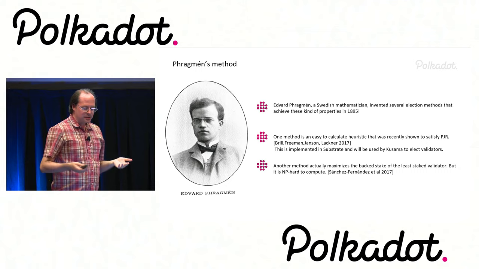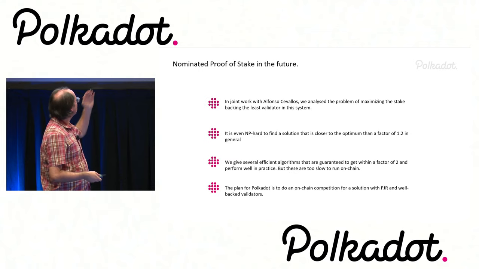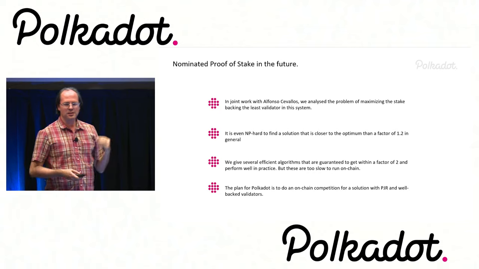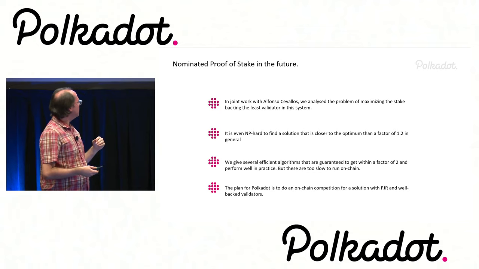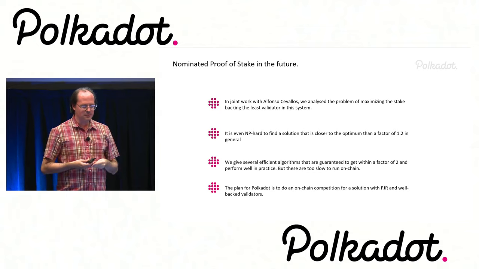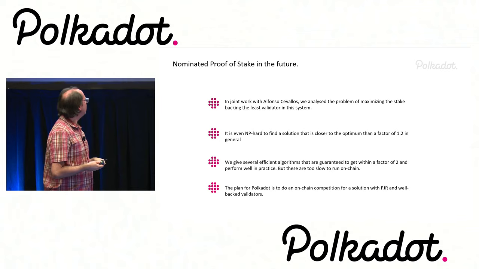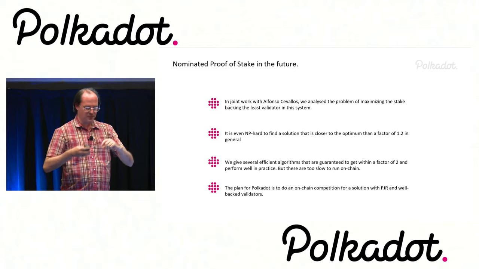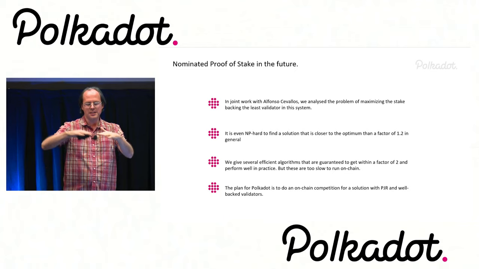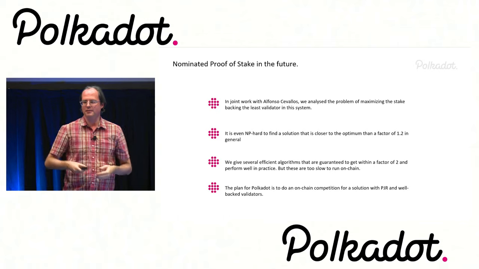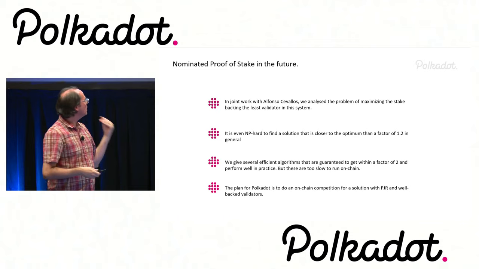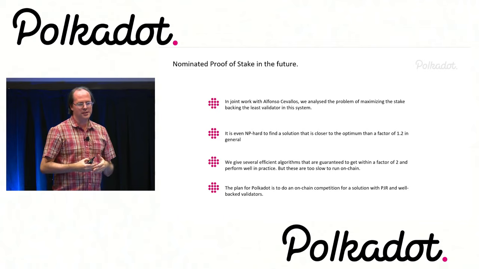So we tried to figure out, together with my colleague Alfonso Cavalos, we tried to come up with a solution to this problem. And actually it turns out that it's NP-hard to even approximate. The objective here is the stake backing the least backed validator. Turns out it's NP-hard to get that even within a factor of 1.2.